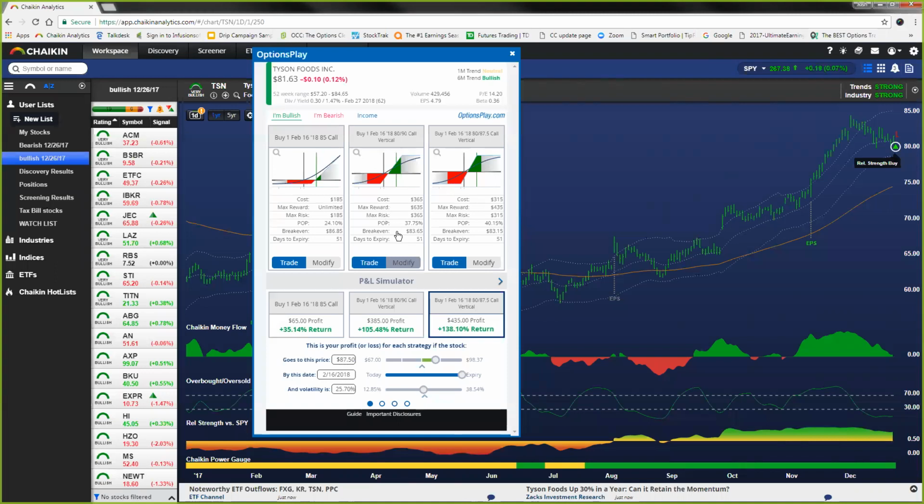By the way, on verticals, I never trade a vertical with a POP less than 35. I never trade a single less than 35. I never trade a vertical less than 40. So for single calls, I want them to be above 35. For verticals, I want them to be above 40. So this is kind of the minimum of where I like. So this isn't quite the setup that I like right now, but that's okay.